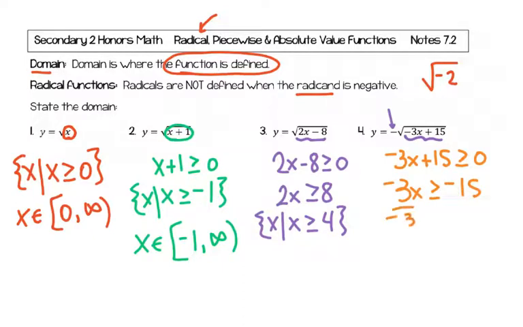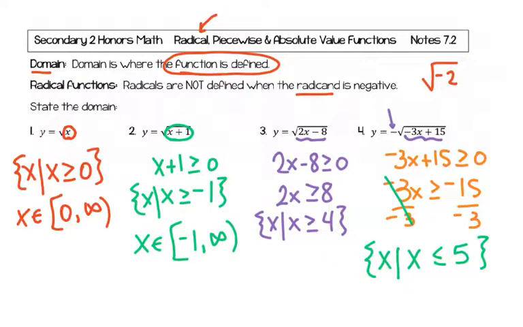I'm going to divide by negative 3. Now don't forget that this is an inequality. And in an inequality, when you divide both sides by a negative, remember that you have to flip your sign. If you forget, then you're going to have the wrong answer. So this one, our domain is anything less than or equal to 5.